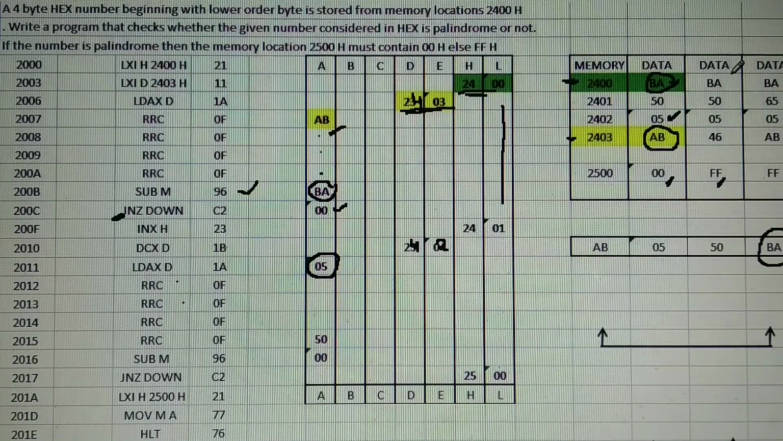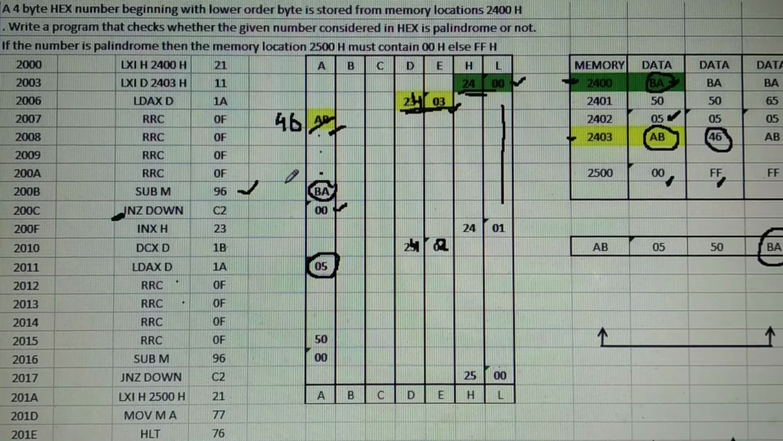But for the second combination, same procedure: LXI H 2400, LXI D 2403, LDAX D, take the number from that memory location, bring it to the accumulator, 4 times RRC, the digit position gets exchanged. Here the number is 46. After 4 times RRC, it becomes 64.